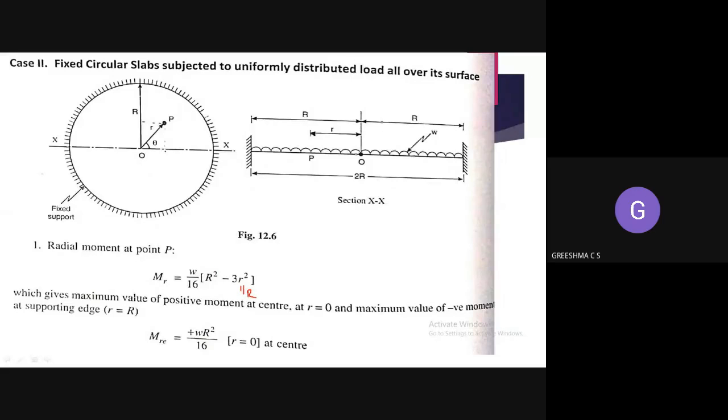The same equation you should substitute R is equal to big R to find out the moment at the supports. Why? Because this is a fixed support. A fixed support supports moment. Maximum moment you will get in the center, but at the supports also you are having moment.